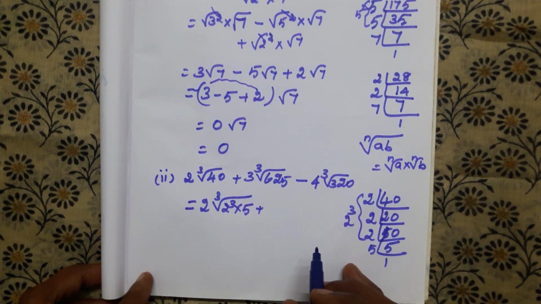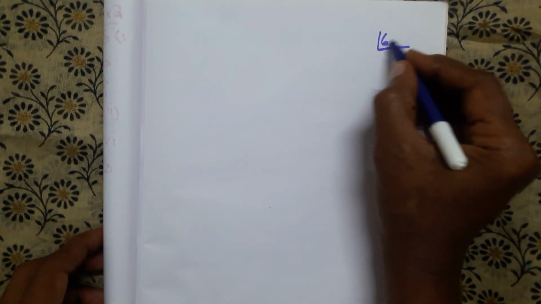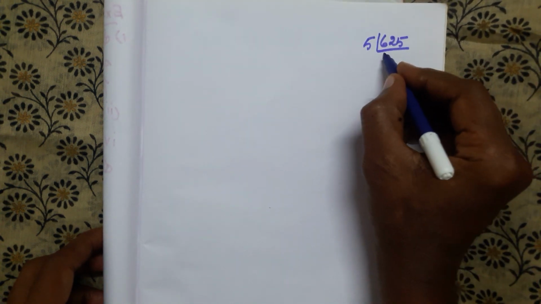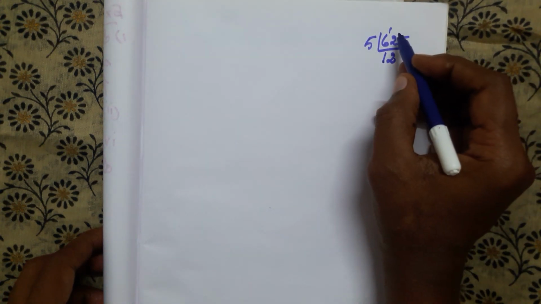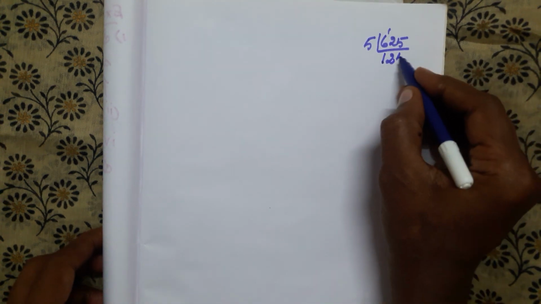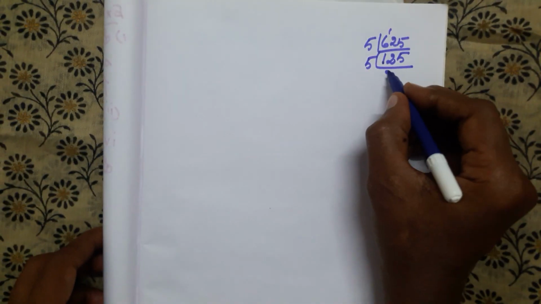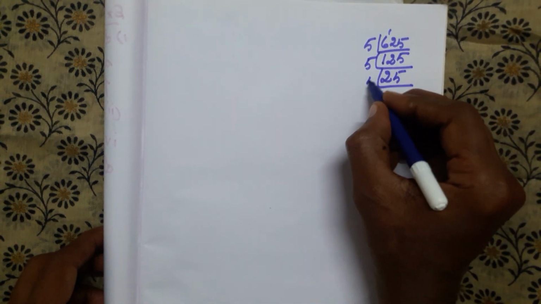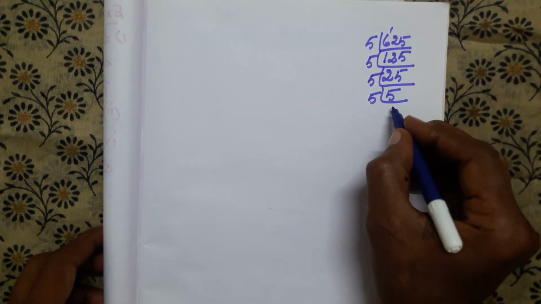Can we factorize this 625? Yes, we can factorize that. 625, when we are factorizing, which table? Yes, the 5 table we can factorize. 1 5 is 5, 1 balance. Next 2 5s are 10, 2 balance. 5 5s are 25. Again we can factorize with the 5 table. 5 5s are 25. Again we can factorize with the 5 table.